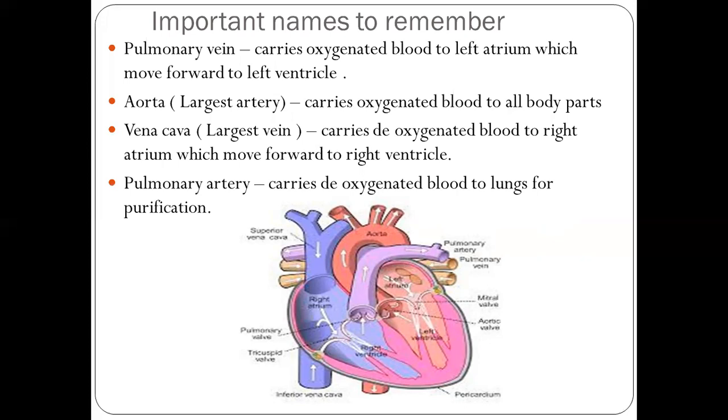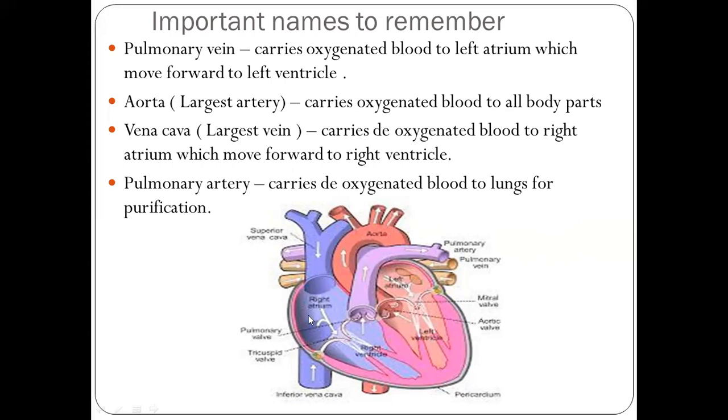The pulmonary vein carries the oxygenated blood to the left atrium, which moves forward to the left ventricle. So from this pulmonary vein, the oxygenated blood comes here, then it travels towards the left ventricle. Then the aorta carries this oxygenated blood to all body parts. First blood comes here, then it travels from here, and then it travels to here.